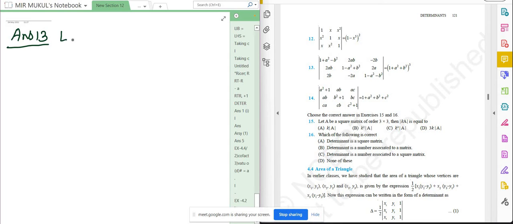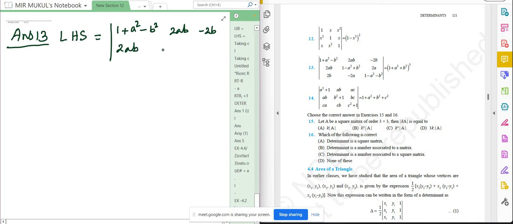Question 13. LHS equals the determinant with rows: 1 plus a square minus b square, 2ab, minus 2b; then 2ab, 1 minus a square plus b square, 2a; then 2b, minus 2a, 1 minus a square minus b square. Right?